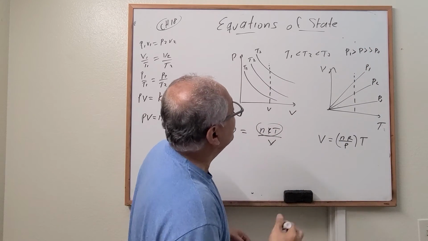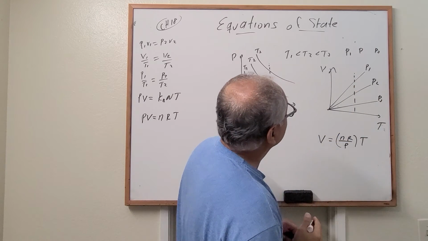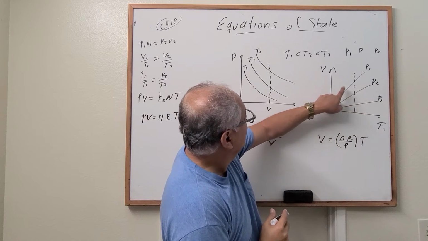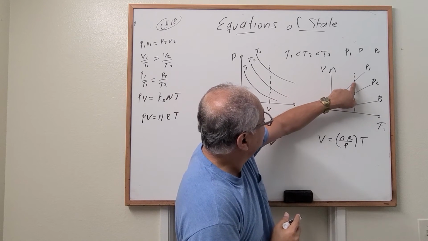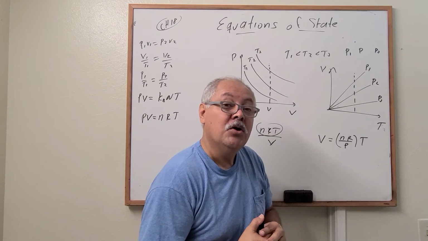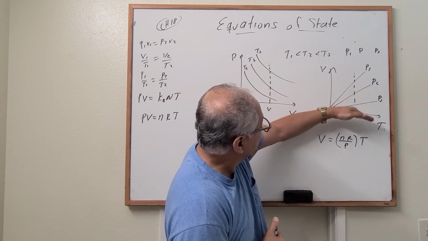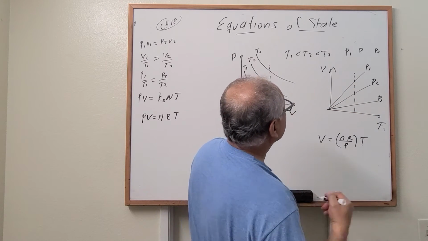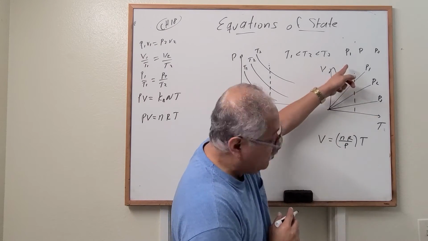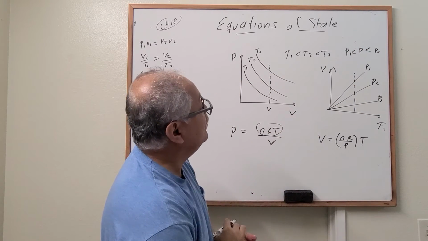No, it was correct. It was correct, because again, one more time, if we increase the pressure, the volume decreases, correct? So if we increase the pressure, the volume is decreasing in this direction. So it was correct before. Okay, so this is P1 is less than P2 is less than P3. Correct? It goes like that.